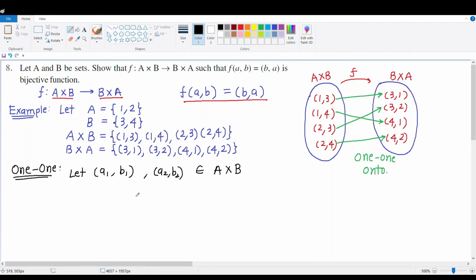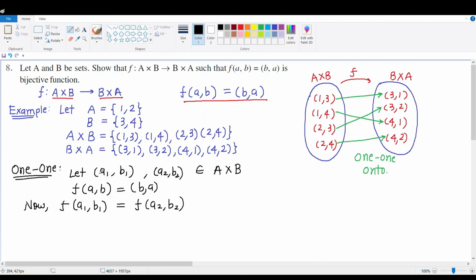So for now we are letting that there are two different elements in A cross B. One is (A1, B1) and the other is (A2, B2). Now the function says what? We are given f(A, B) is equal to (B, A). So that means f(A1, B1), we are going to make it equal to f(A2, B2). What do we always do? We take two inputs or two elements from the domain, and then we start with making their outputs the same.